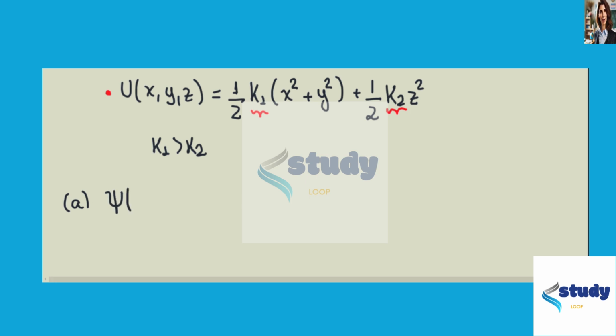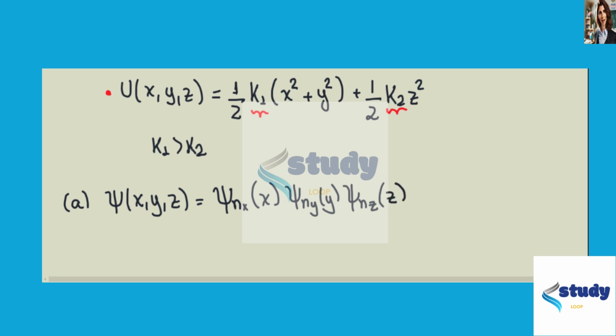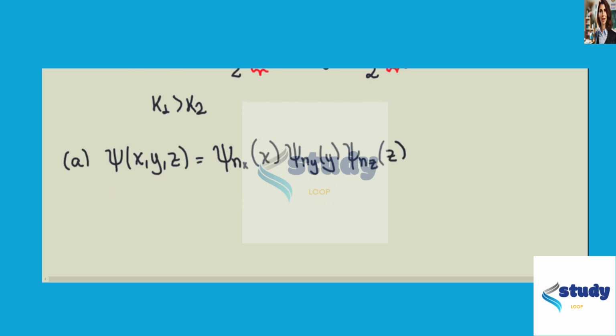So basically, I'm going to take a solution psi of x, y, and z to be the multiplication of a function of x times a function of y times a function of z. This is my attempt of solution. And I'm going to take the function of x, the function of y, and the function of z to be themselves solutions to the one-dimensional Schrodinger equation for the harmonic oscillator. So basically, they obey the following equation.